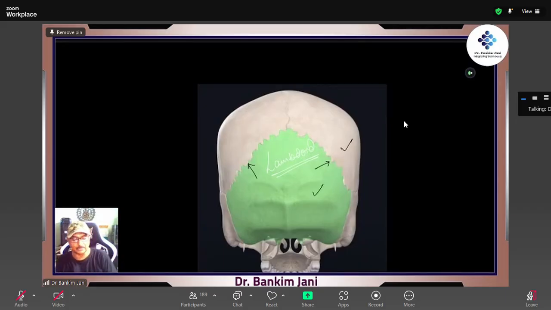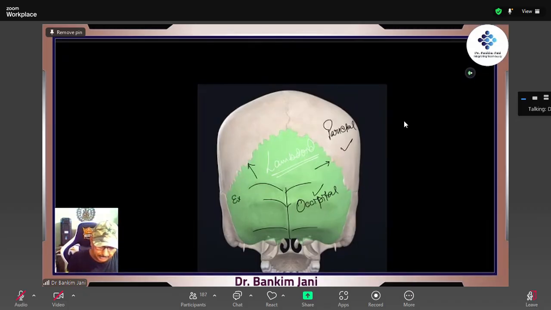So we need to figure out which bones are there. This one is the parietal, and this back side is the occipital. In the occipital, you'll find these ridges. These are called the external occipital protuberance. They are protruding.